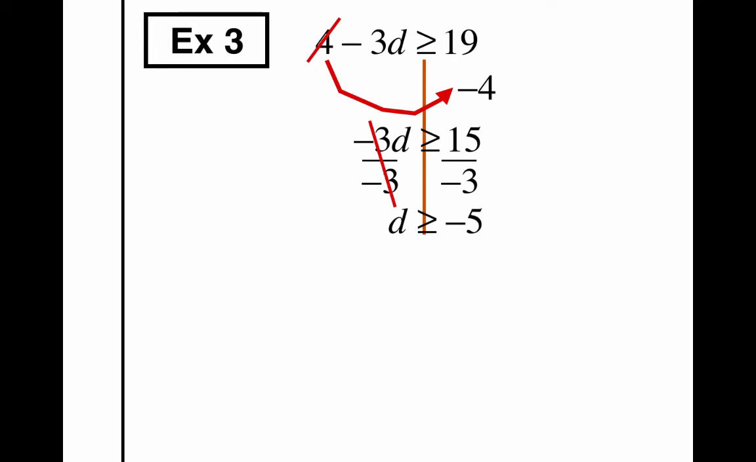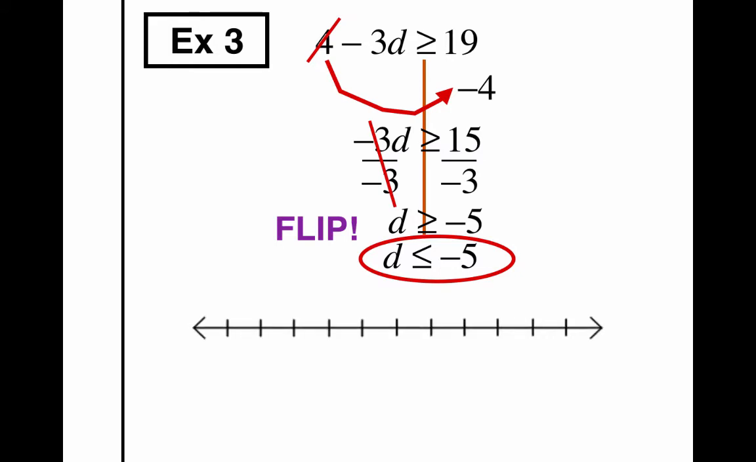Well, what am I forgetting to do? I just divided by -3. I divided by a negative. Again, it's a flip the sign problem. So D is actually less than or equal to -5. I gotta remember that, flip the sign. Then we'll quickly put it on a number line and know what it looks like. So D is less than or equal to -5. So here's my number line. Less than means it's gonna be to the left of -5, and we're gonna have a solid point because of the equal sign. All right.